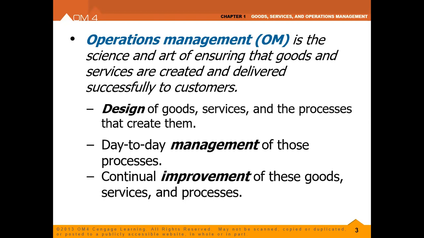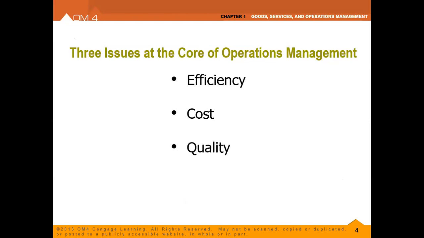So it involves a lot of stuff. The first thing is design of the product, the goods, the services, and the processes that create them. That's all part of operations management. And then day-to-day management of those processes and continual improvement of those goods, services, and processes. Okay. So 3 issues in the core of operations management.